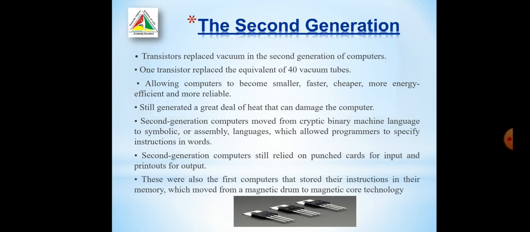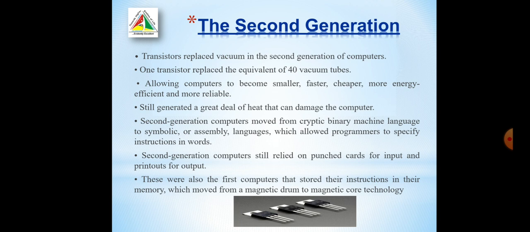Then came the second generation. Transistors replaced vacuum tubes in the second generation computers. One transistor replaced the equivalent of 40 vacuum tubes, and the size reduced and it became smaller and faster, cheaper, and more energy efficient and more reliable. But still they generated a great deal of heat and could damage the computer.